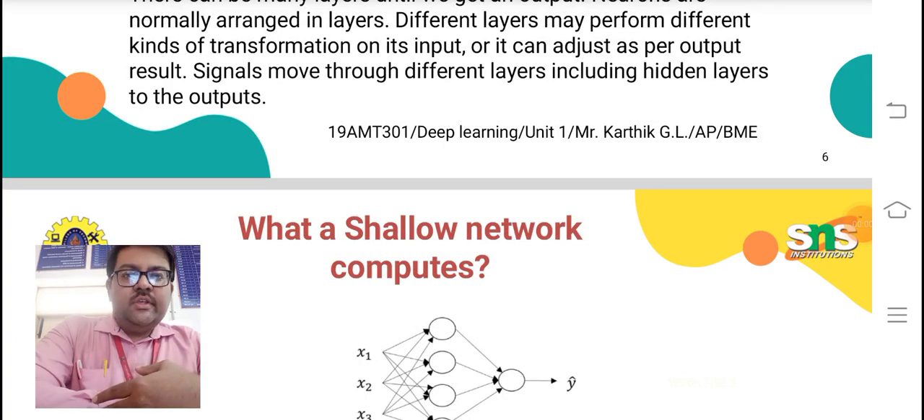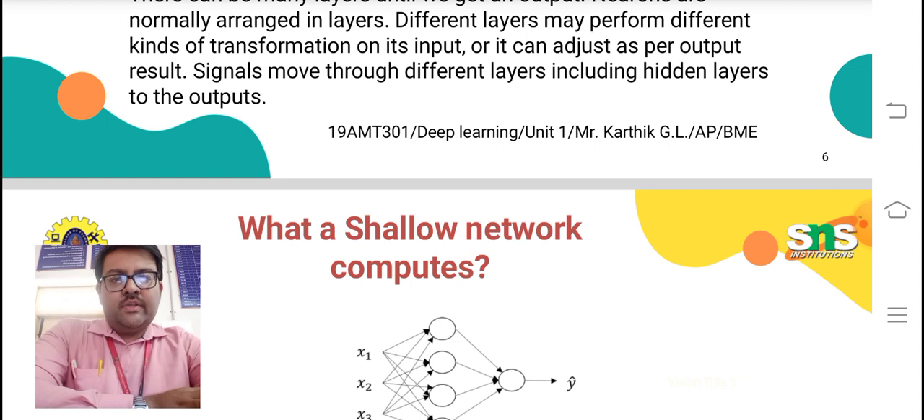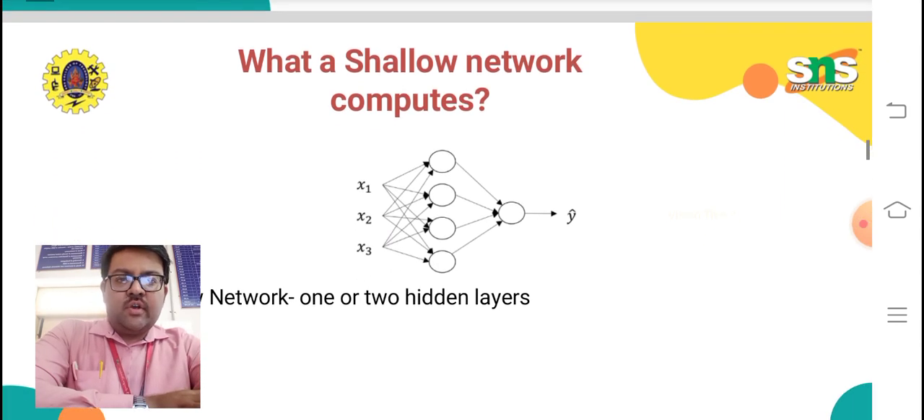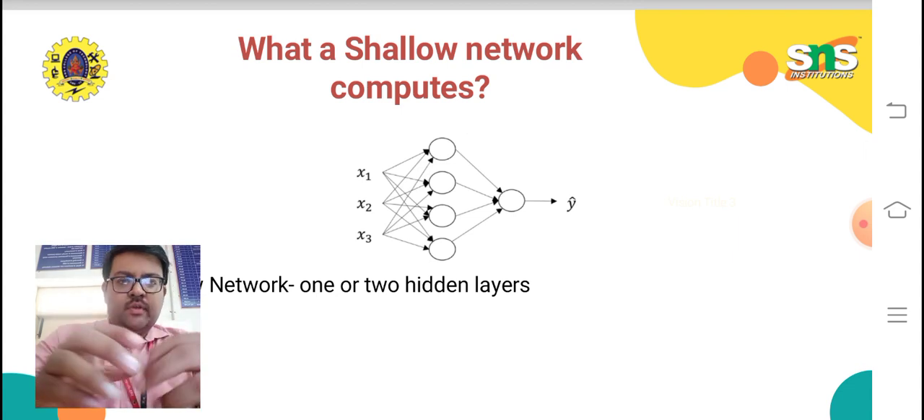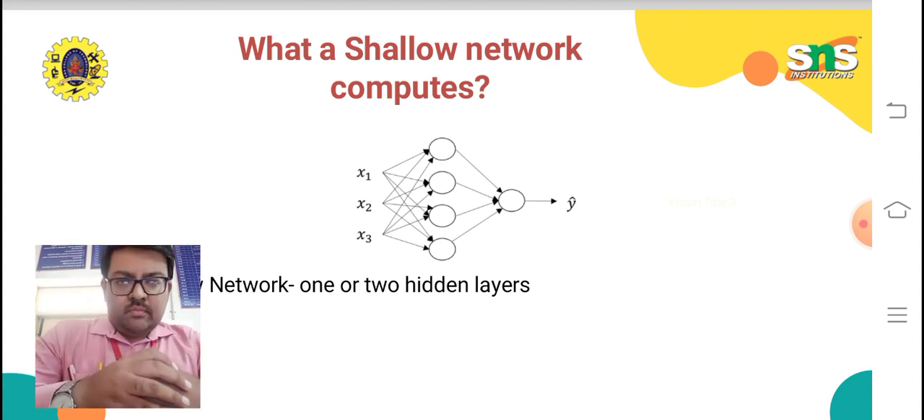In the previous video lecture, we saw the introduction to neural networks. Now, in this video lecture, we will see what a shallow network computes. First of all, what is meant by a shallow network? Its structure is displayed on the screen.